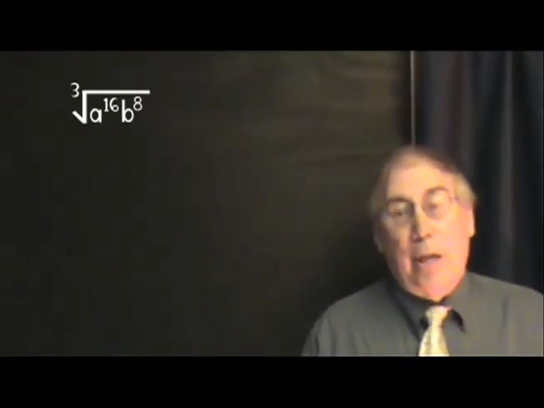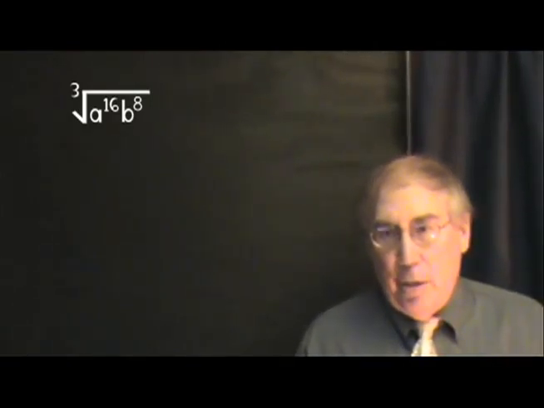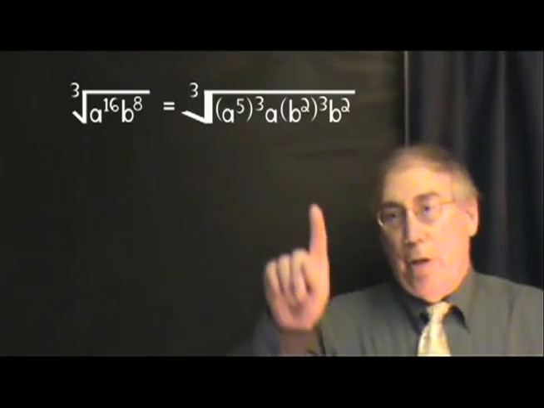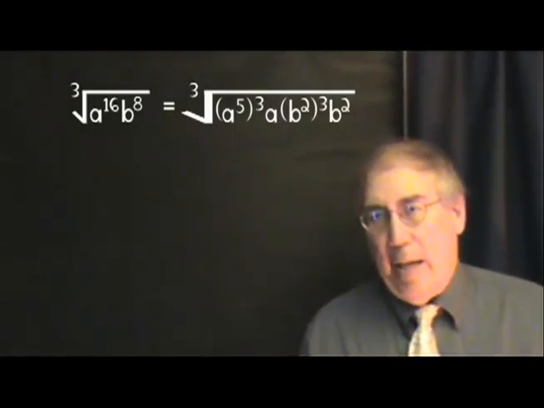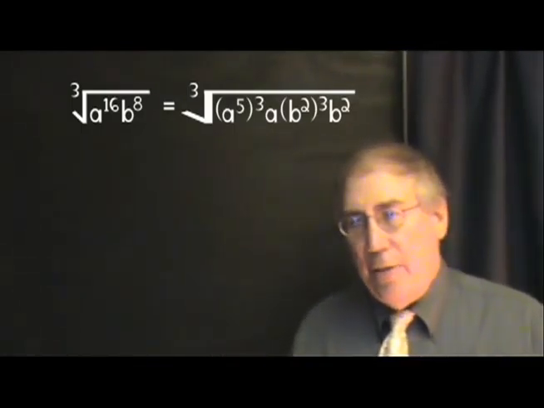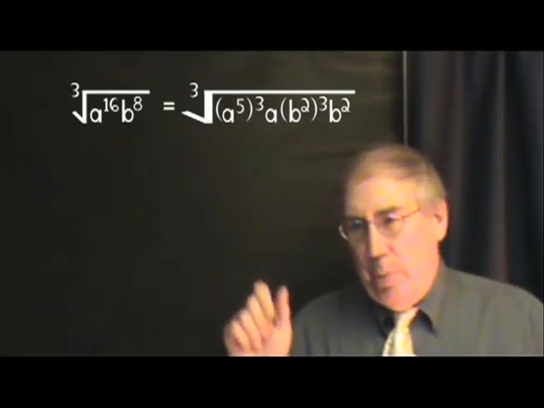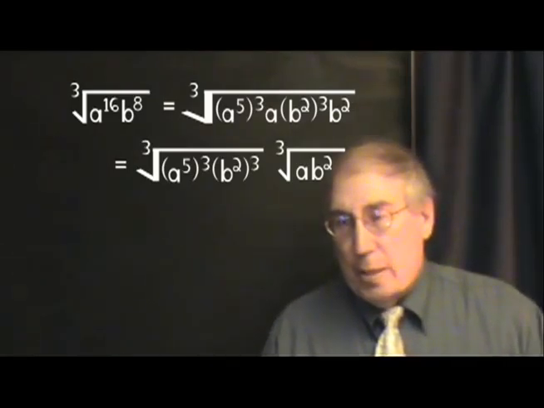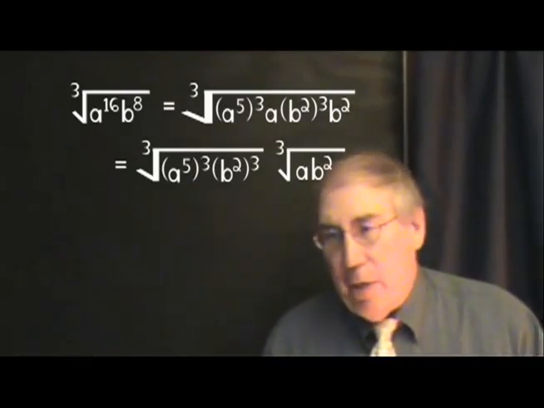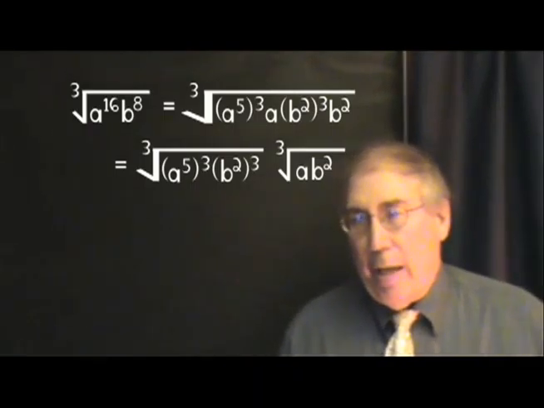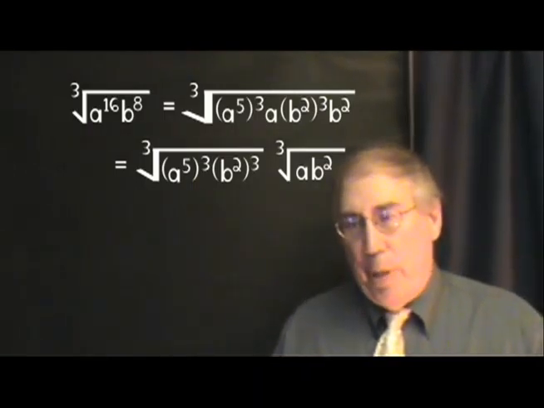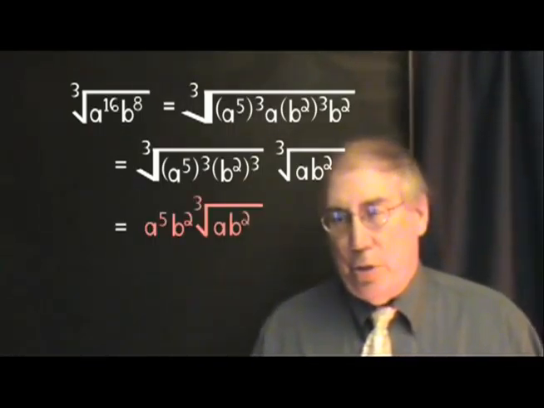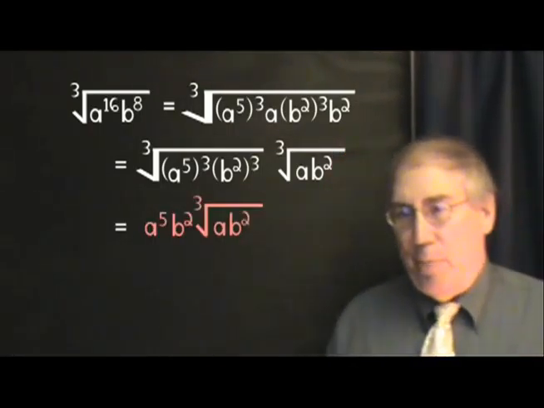Now, this one here, we're looking for cubes. So we can rewrite a to the 16th as a to the 5th cubed times a, and then we can write b to the 8th as b squared cubed times b squared. Let's pull out all the cubes. Take the cube root of that first radical there, and we'll get a to the 5th times b squared times the cube root of ab squared. And that would be our answer.